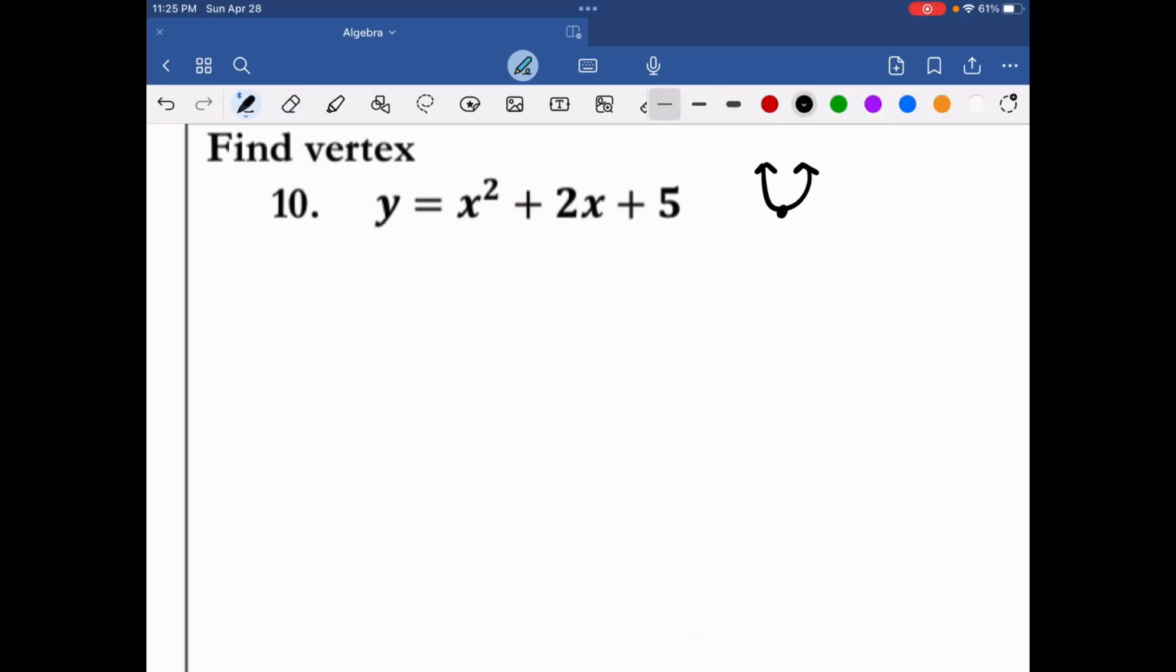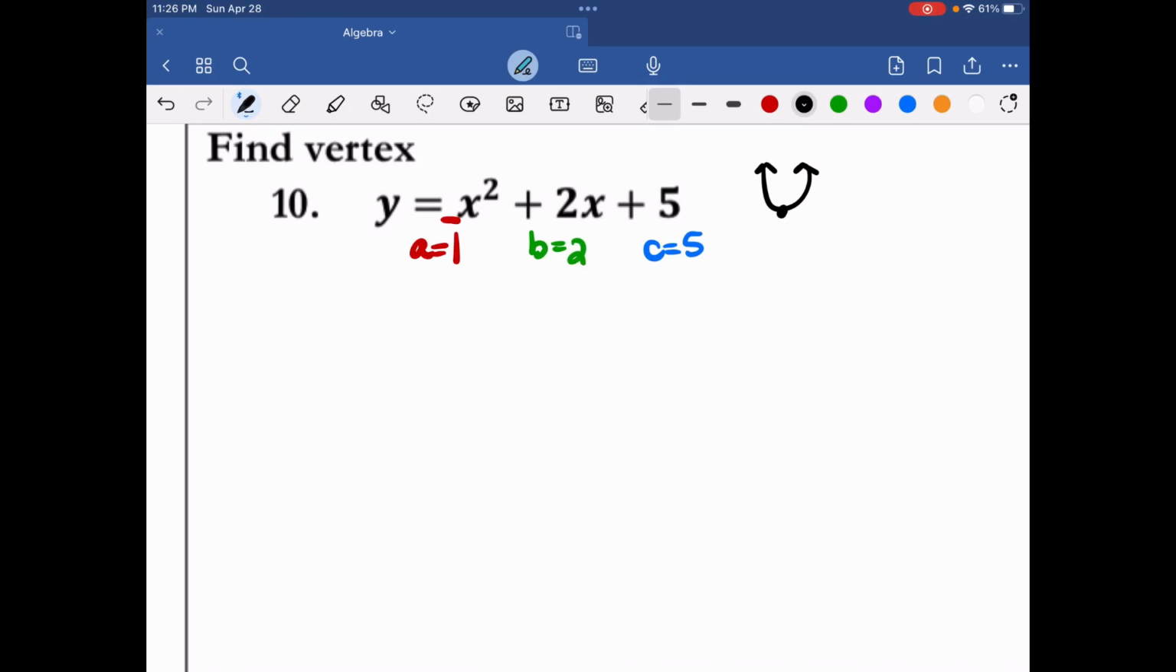So first what we're going to do is you're going to tell me what A, B, and C is. A is the number in front of x squared. So what number's here? A positive 1. B is the number in front of x. So that's a positive 2. And C is the number that doesn't have an x. So that would be a 5.